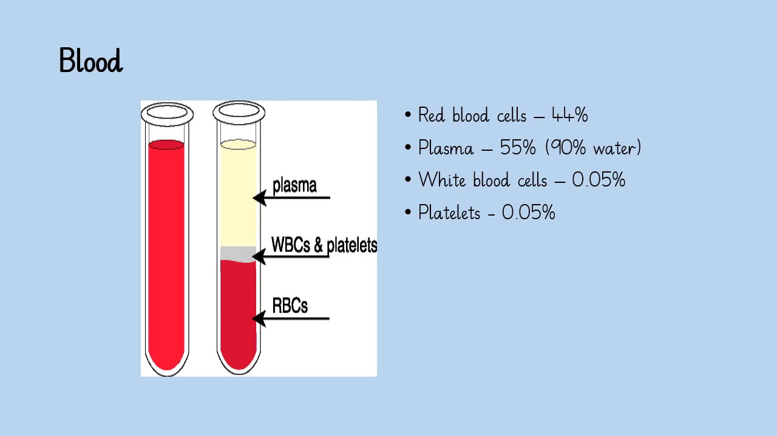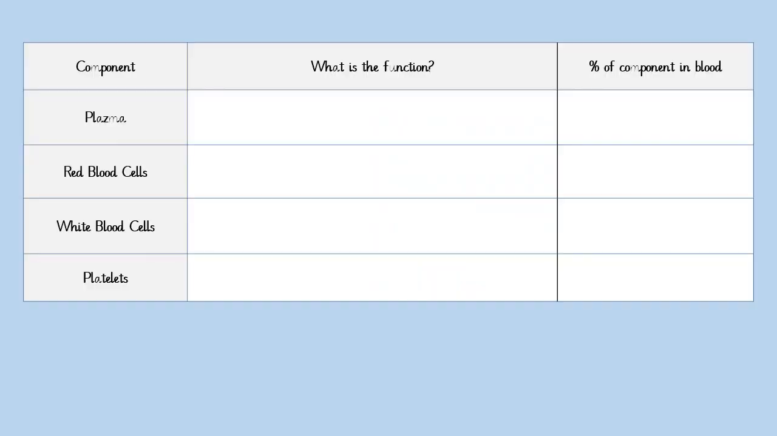If you want, it might be helpful to make a note of some of these percentages. Now that I've quickly summarised for you the different functions of the different components of the blood, see if you can write them down. Write plasma, red blood cells, white blood cells and platelets on your piece of paper, and then next to them tell me what the main function is. What is their job in the blood? And then also next to it make a note of the percentage of that component in the blood.